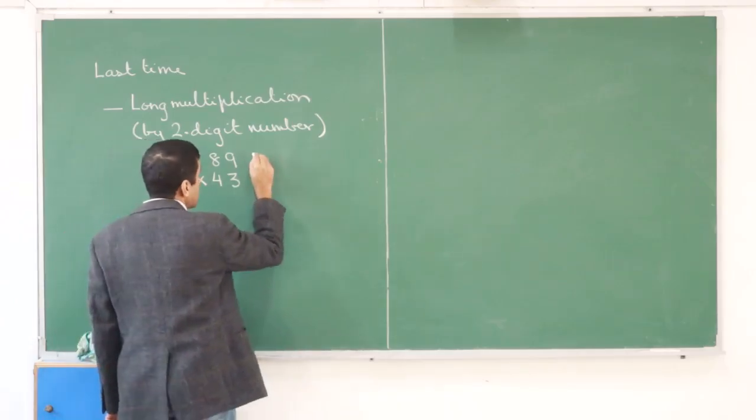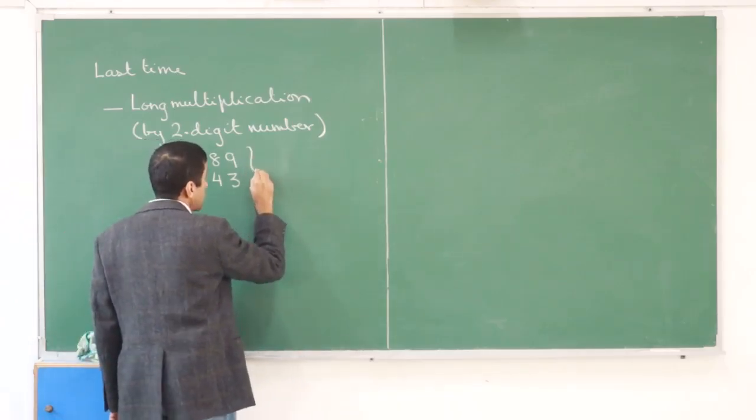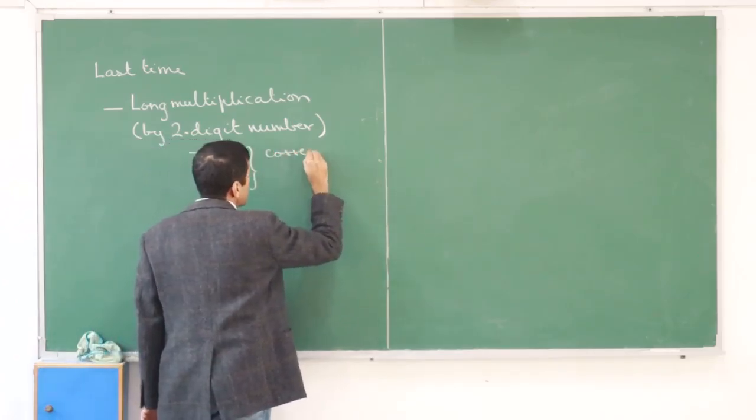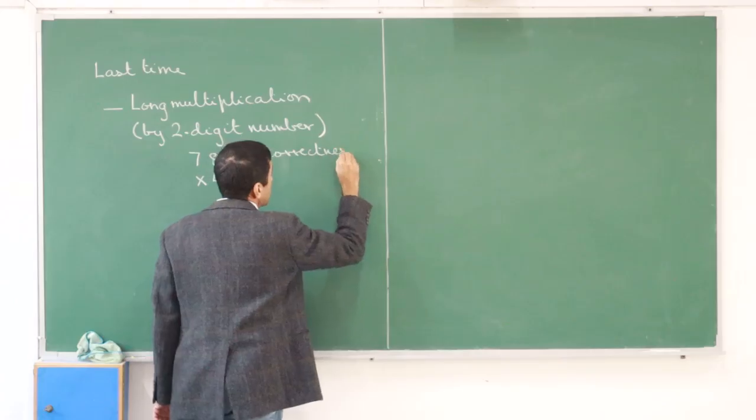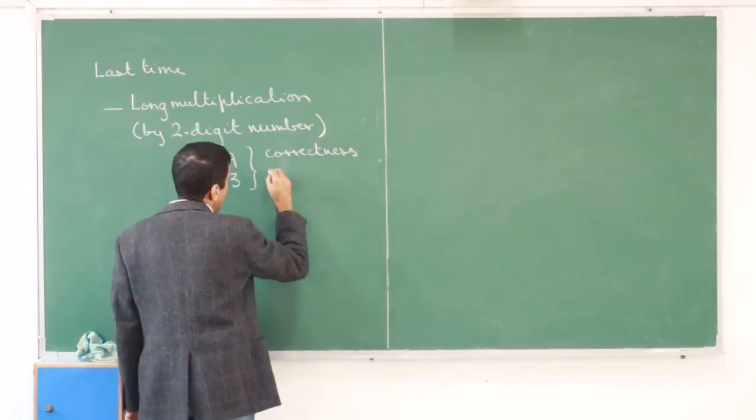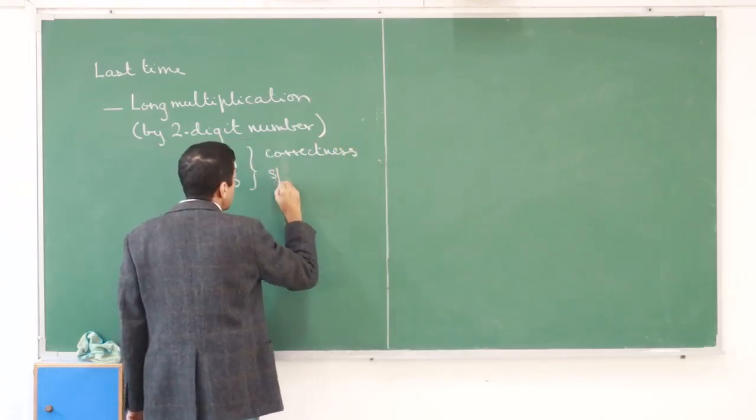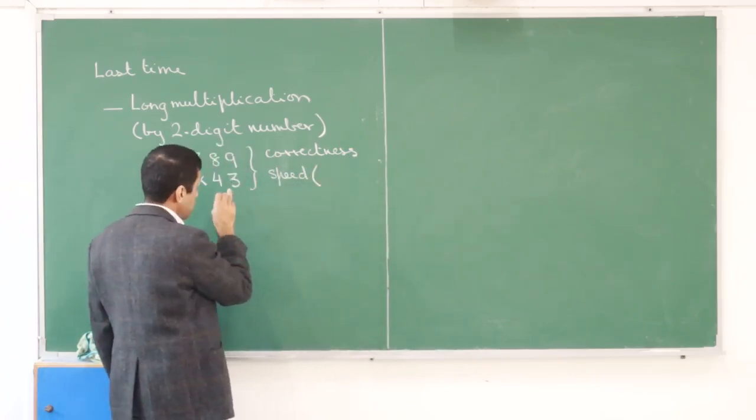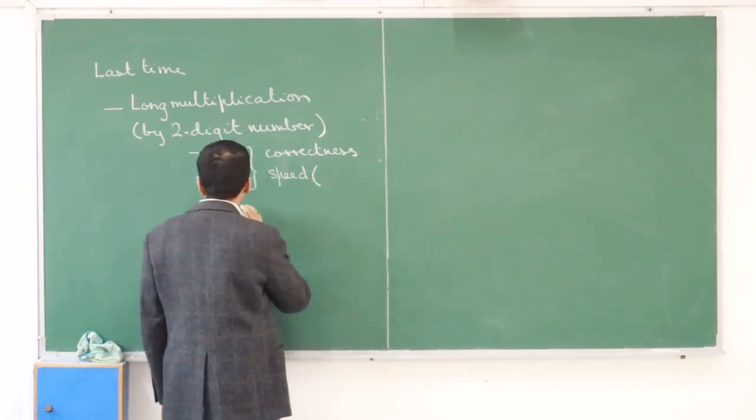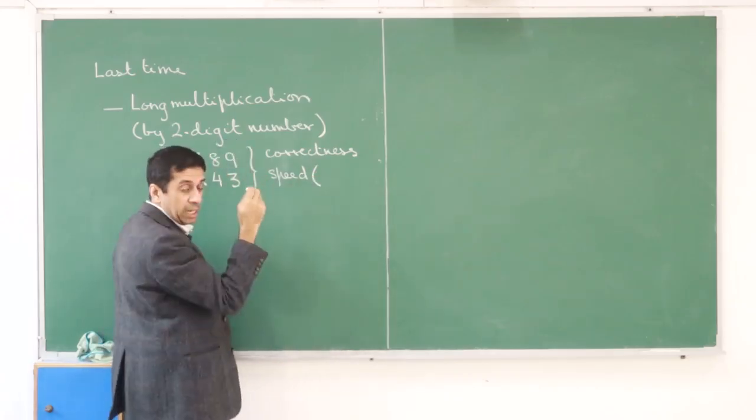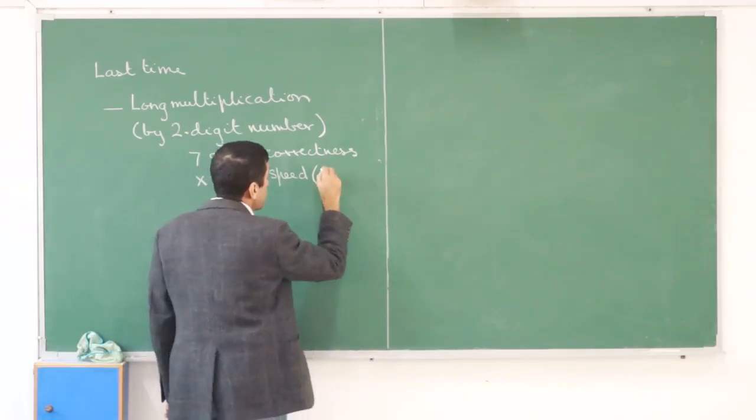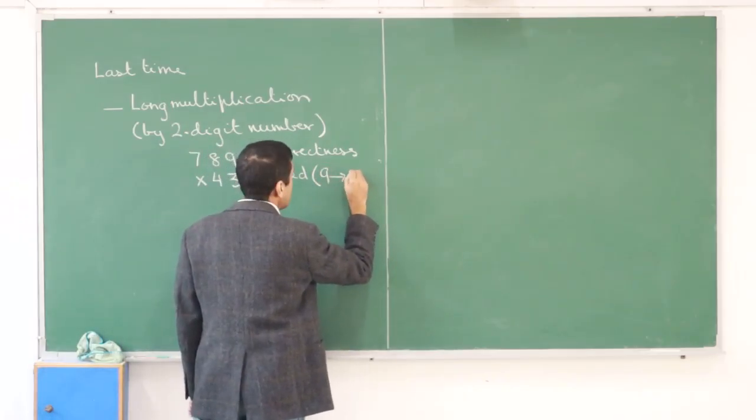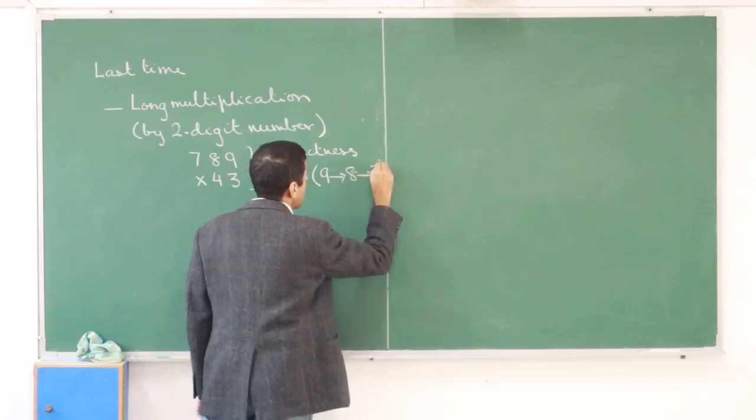So there were two parts to it. We looked at the correctness of the algorithm. So this is an algorithm. We looked at its correctness, and we looked at its speed, and in particular, why do we really need to start, for 789, we always start from the right. So we first do 9, then 8, and then 7.